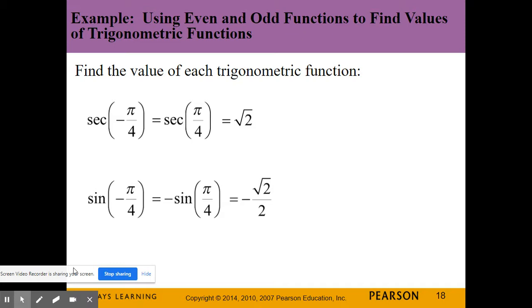Once we define these, and once we're able to use the unit circle, you're going to have these memorized, or you're referencing the unit circle. But then that would just be square root of 2. Sine of negative pi over 4 becomes the opposite of sine of pi over 4. Sine of pi over 4 is root 2 over 2, so the opposite of that would be negative root 2 over 2.